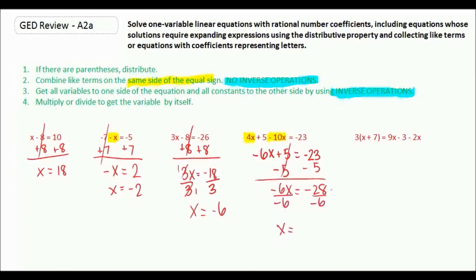We can either divide this out and leave it as a decimal, or we can leave it as a mixed number. Our answer is going to be positive because a negative divided by a negative is a positive, so we don't have to worry about those. 6 goes into 28 4 times, with 4 left over. So x equals 4 2/3.